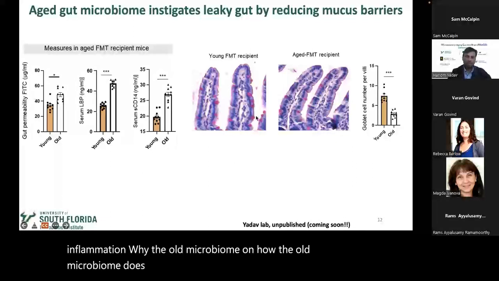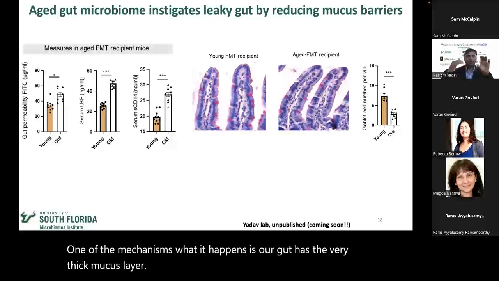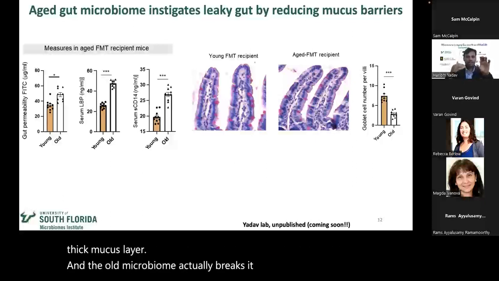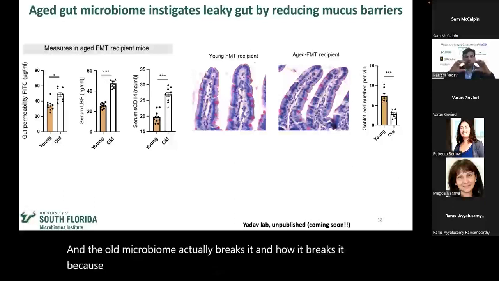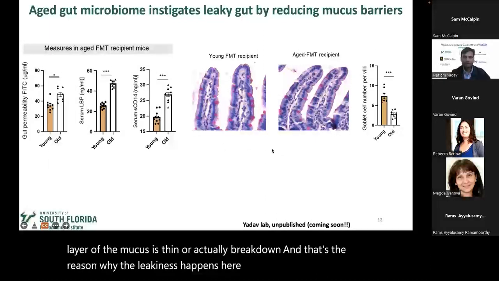One of the mechanisms is that our gut has a very thick mucus layer, and the old microbiome actually breaks it. How does it break it? Because it suppresses the production of that mucus. So that glassy layer of mucus is thin or actually breaks down, and that's the reason why the leakiness happens. And this is exactly what we have seen.